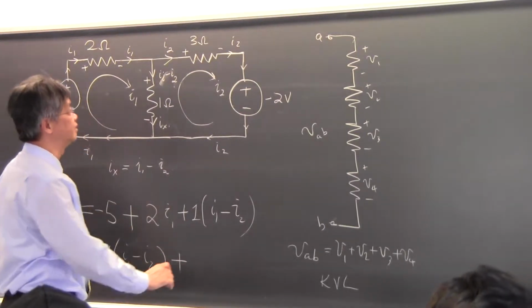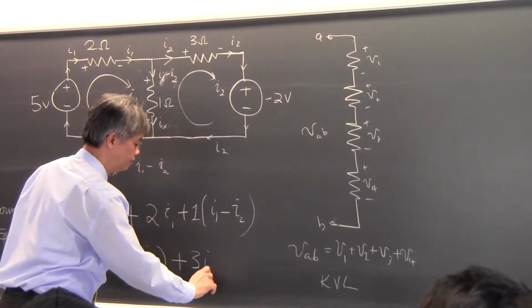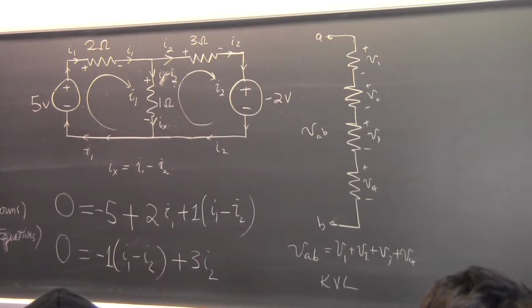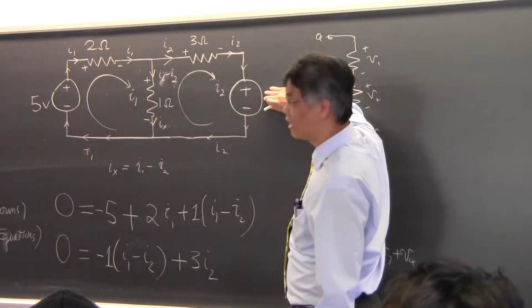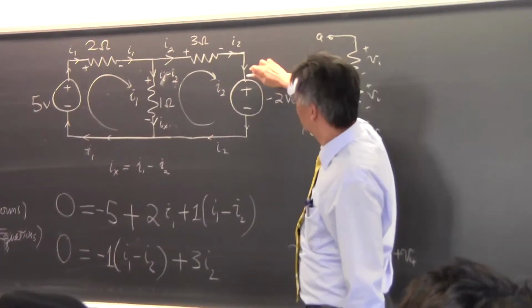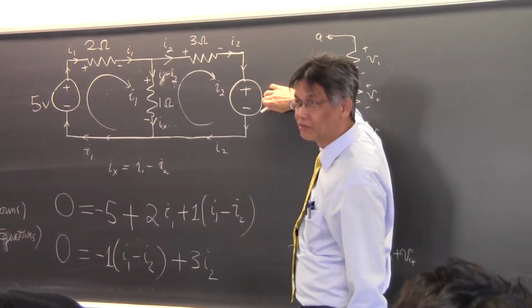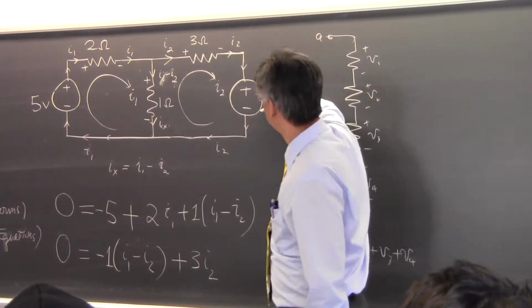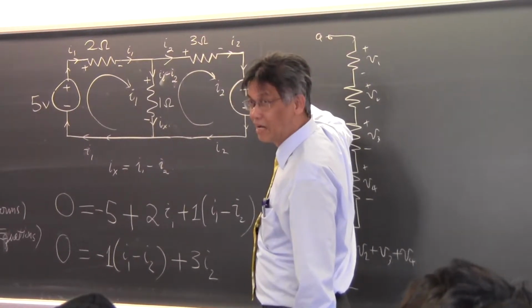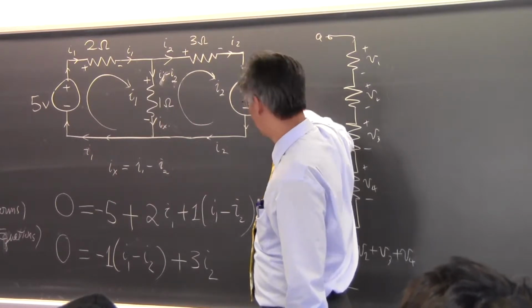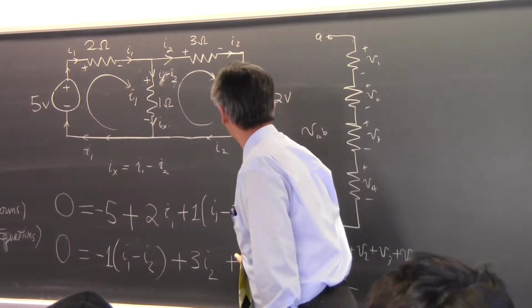So we give it a plus sign. So it's 3I2. Okay? And as we walk from here to here, if we do not look at this at the beginning, is this a voltage drop or a voltage rise? Voltage drop. So we should give a positive sign to the value of this voltage drop. Okay, so it should be plus.